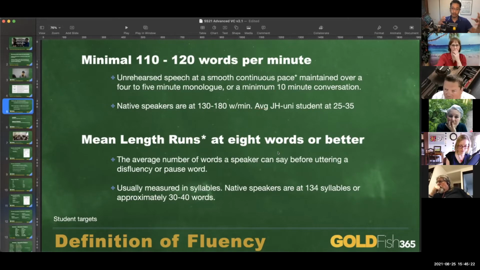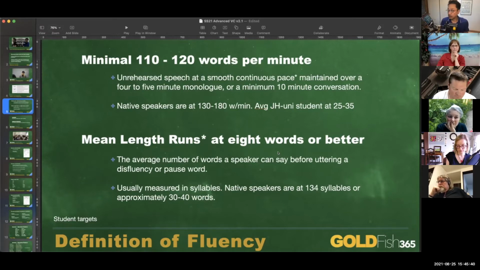A mean length run refers to the number of words. Now, linguists and fluency experts also speak in numbers of syllables, which again is useless to students because some of our students don't even know how to distinguish syllables from other syllables. In any case, I say words.